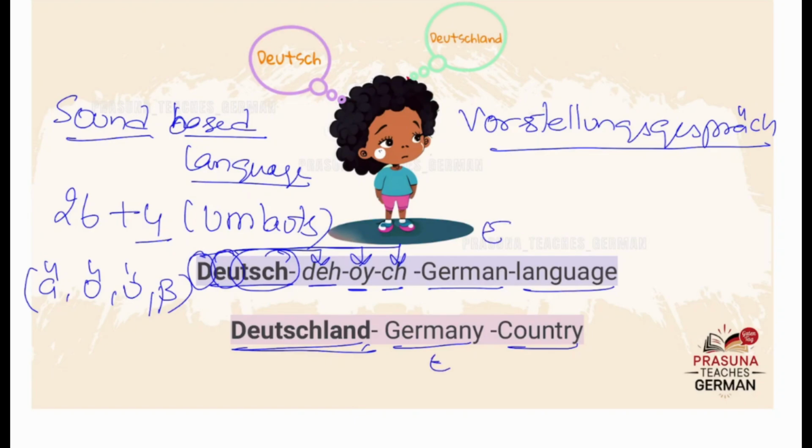German and Germany are the English words. Deutsch and Deutschland are the German words. So they never represent their language as German and their country as Germany, because those are English words. They always represent the language as Deutsch and the country as Deutschland.